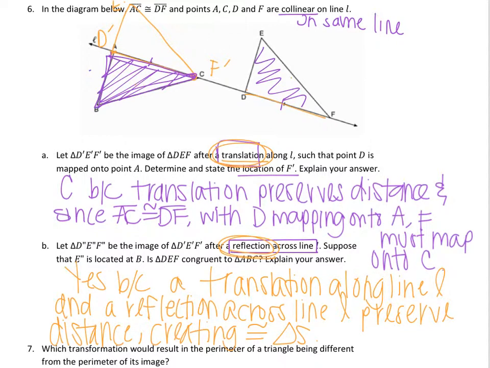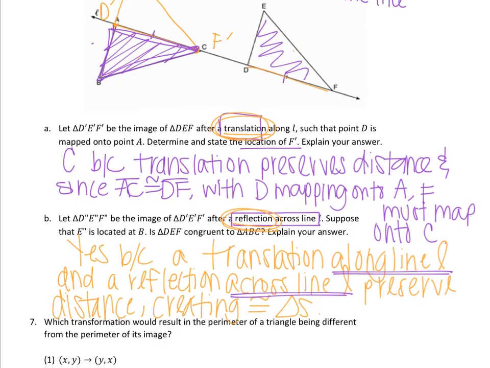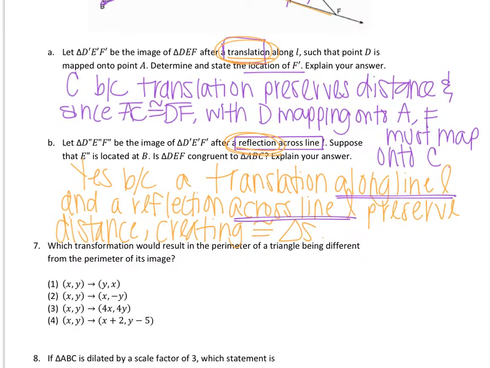Not only did I say a translation, but I was very specific about it. Remember, we talked about being specific about what is occurring. Translation along line L and a reflection across line L. If you are not specific enough on some questions, they will take off points. For example, there was a 4-point question in January that needed students to be very specific about what occurred and why triangles were congruent. If you didn't specify what transformation occurred along line L, across line L, you lost points. So the more specific you are, the better off you're going to be.